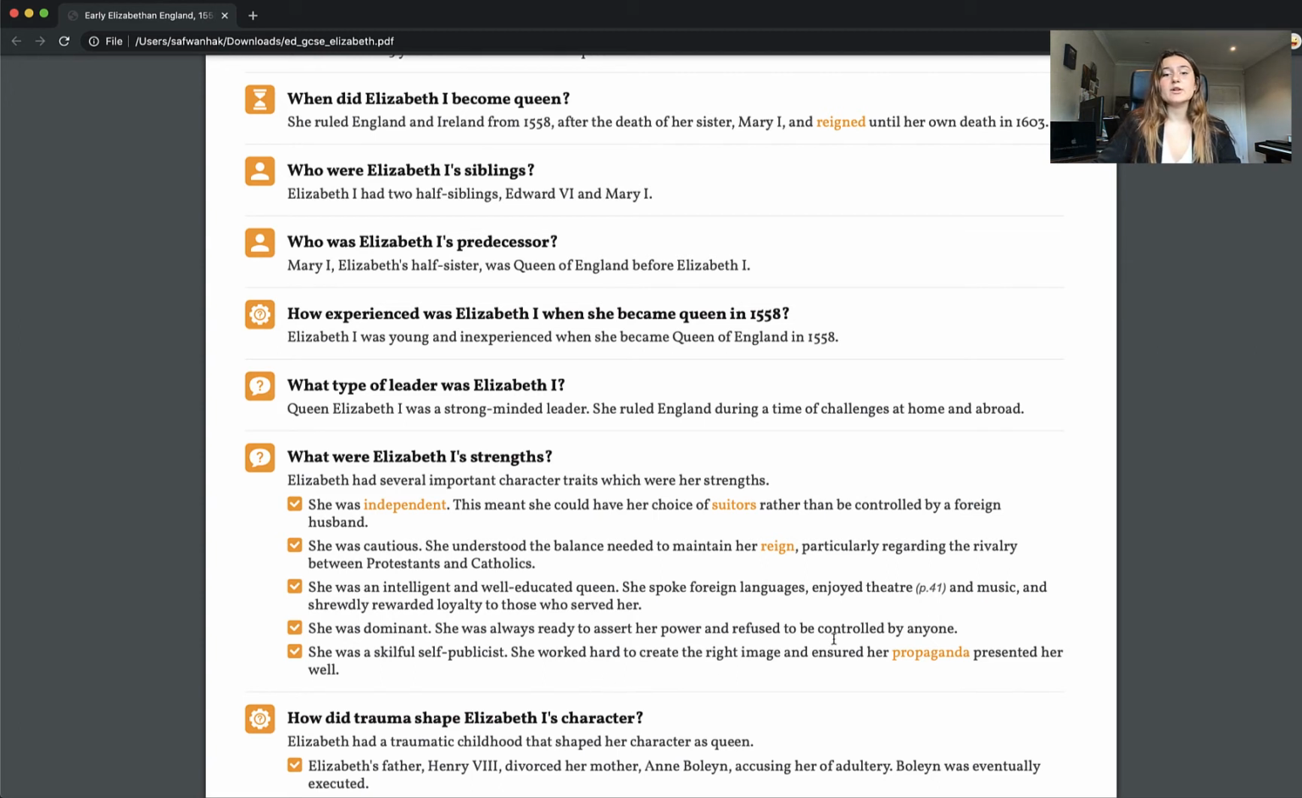And you also may have noticed that there are some little page numbers sitting around in topics as well. This is because if, let's say, something was referenced within that topic, then you could find that on a page. So here it says, she was an intelligent and well-educated queen. She spoke foreign languages, enjoyed theater and music, and truly rewarded loyalty to those who served her. So here it's talking about the theater. If you wanted to learn more about the theater, you'd go to page 41, and everything you want to know about the theater would be on that page. Again, thinking about that efficiency and finding things quickly, this is a super helpful way.